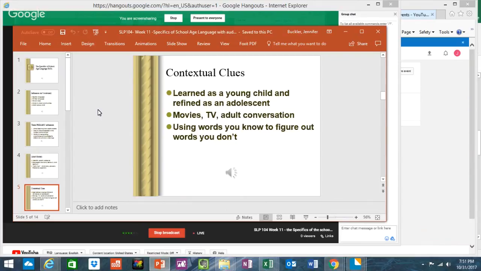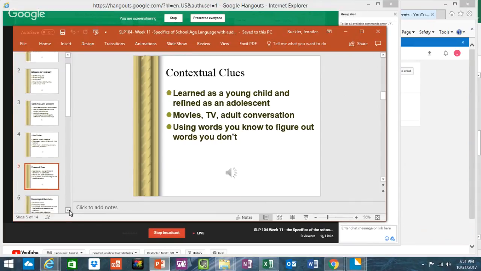So the second way that children learn language is through context, and certainly they learn it through adult conversation with their peers, overhearing conversations, TV, movies. They learn a certainly a set of vocabulary as a young child, and then that vocabulary has continued to be increased in specificity and complexity, and becomes more refined as the child moves on into adolescence and adulthood. They use words to figure out words they don't know. So again, a little bit of that metalinguistic ability comes into play there.